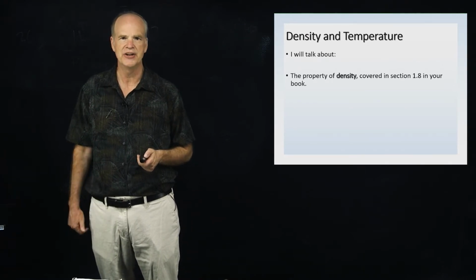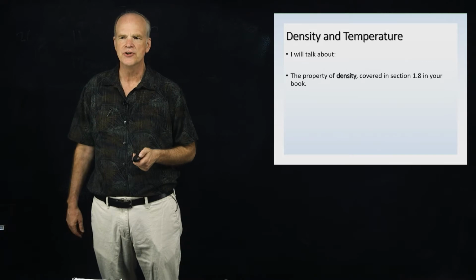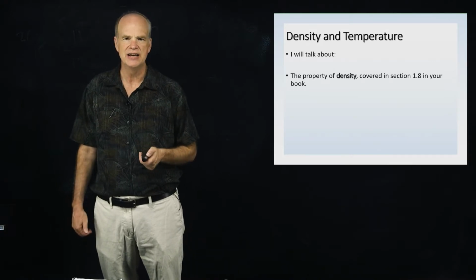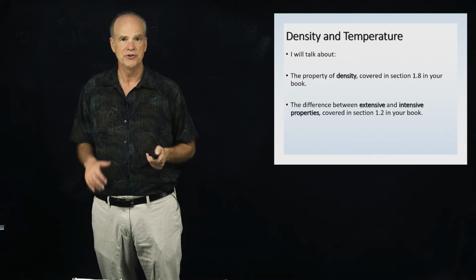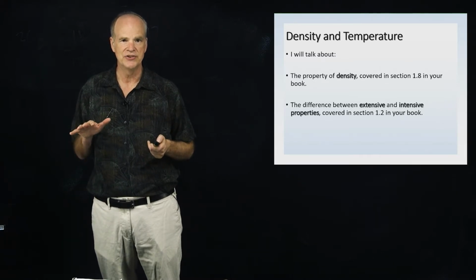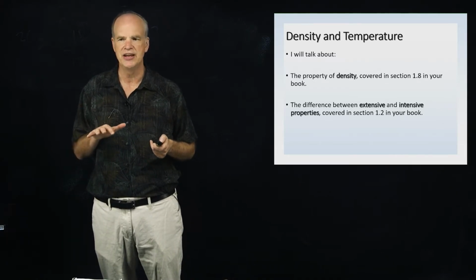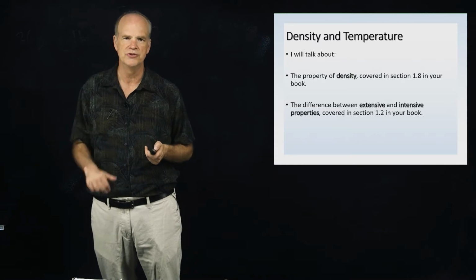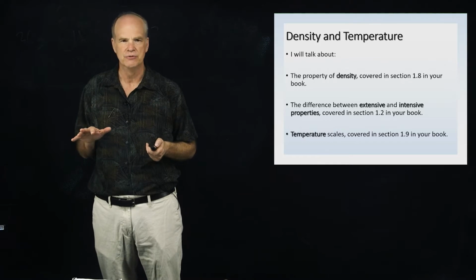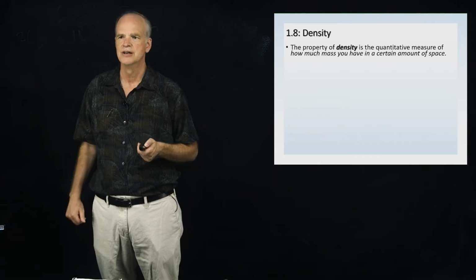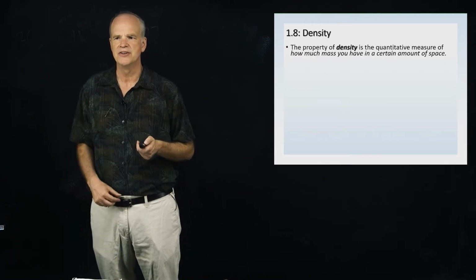I'm going to talk a little bit about density and temperature and some properties that I hadn't covered before. So the first thing I'll talk about is density, which is covered in section 1.8 in your book. Next, I'm going to digress and talk about the differences between extensive and intensive properties, which is covered in 1.2 of your book. And then finally, I'm going to go over temperature scales, which is covered in 1.9 of your book. Okay, so first let me talk a little bit about density.